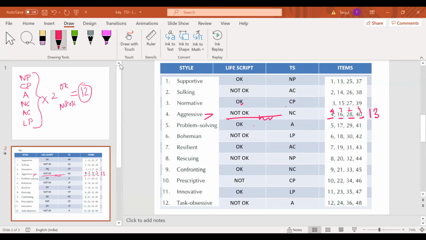Ma'am, my question is, if the scores are below 11, you were telling about okay, not okay. When people get such kind of scores, how to overcome that? In other words, how to increase the score or how to groom ourselves?